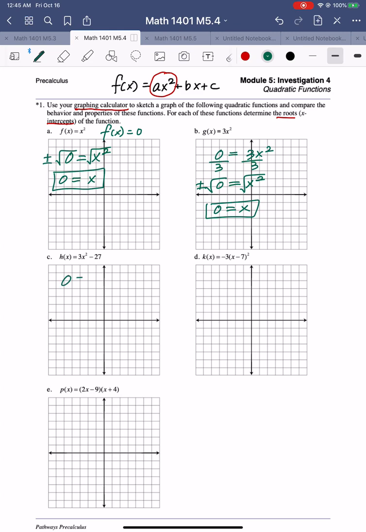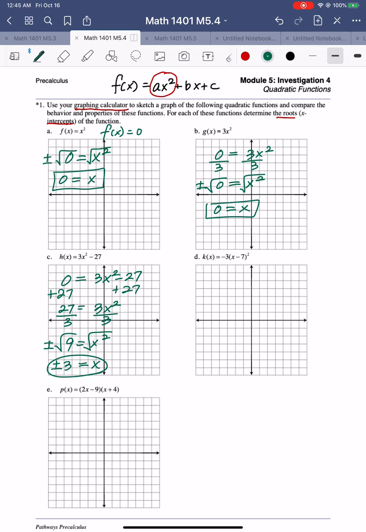Set h of x equal to 0. And then add 27 to both sides. 27 equal to 3x squared. And divide by 3 on both sides. You get 9 equal to x squared. And square root both sides. But 9 has a plus or minus 3. So you get two solutions for this one.